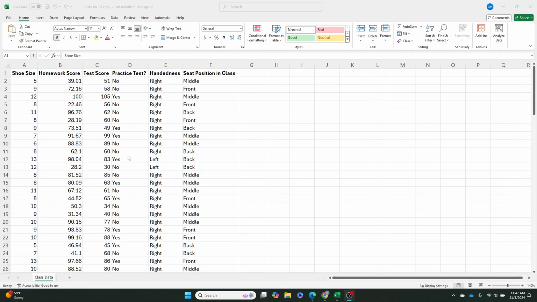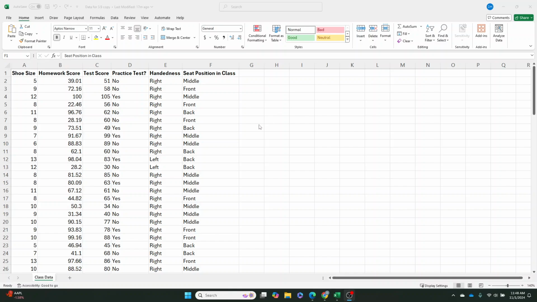So this is the data set in question. We've got shoe size, homework score, test score, whether or not they took a practice test, their handedness, and then their seat position in class. And sure enough, it looks like we've got middle, front, back. So it looks like we're going to be running an ANOVA here.